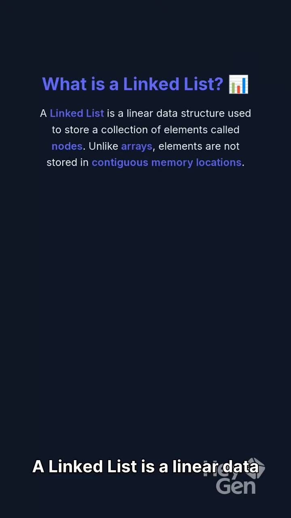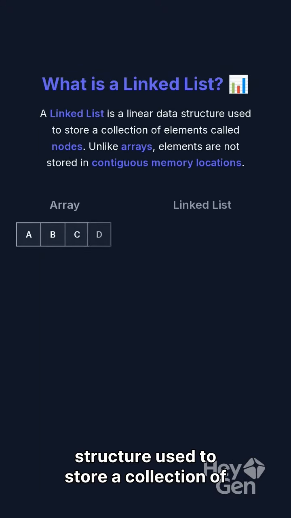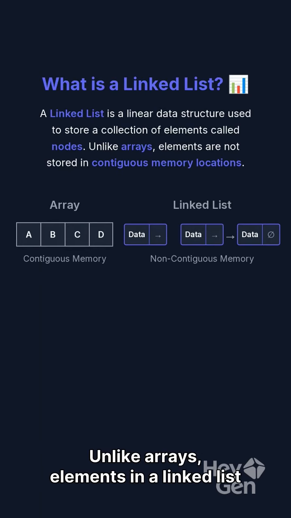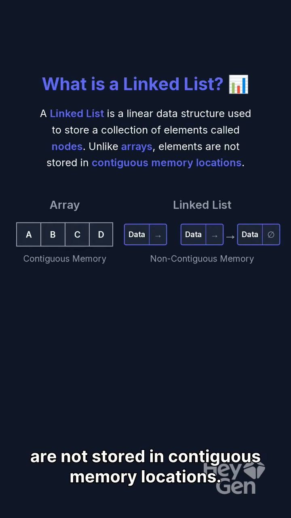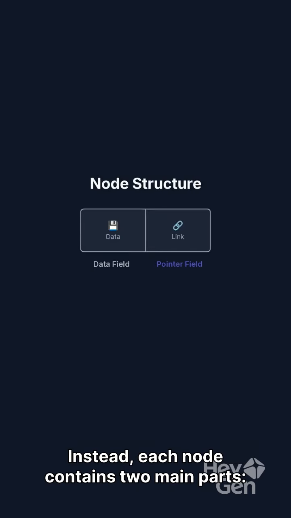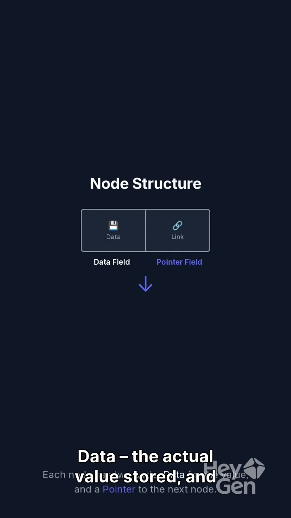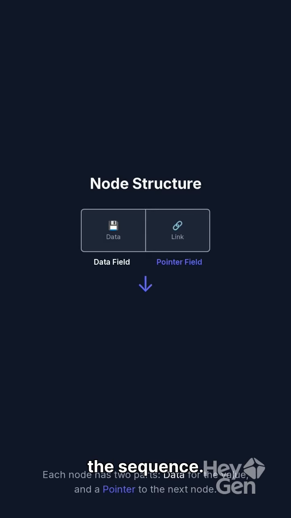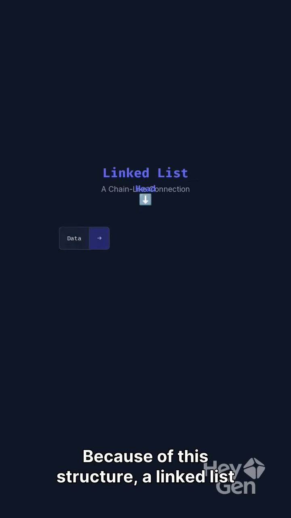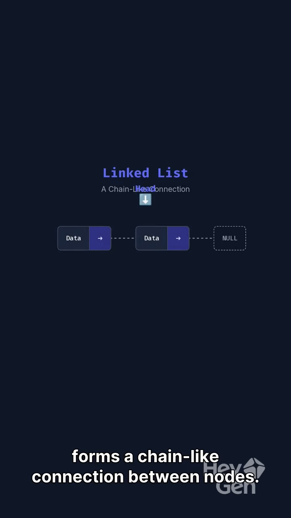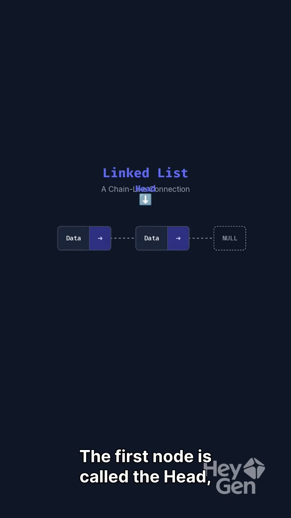A linked list is a linear data structure used to store a collection of elements called nodes. Unlike arrays, elements in a linked list are not stored in contiguous memory locations. Instead, each node contains two main parts: data, the actual value stored, and a pointer, or link, which holds the address of the next node in the sequence. Because of this structure, a linked list forms a chain-like connection between nodes. The first node is called the head, and the last node points to null, indicating the end of the list.